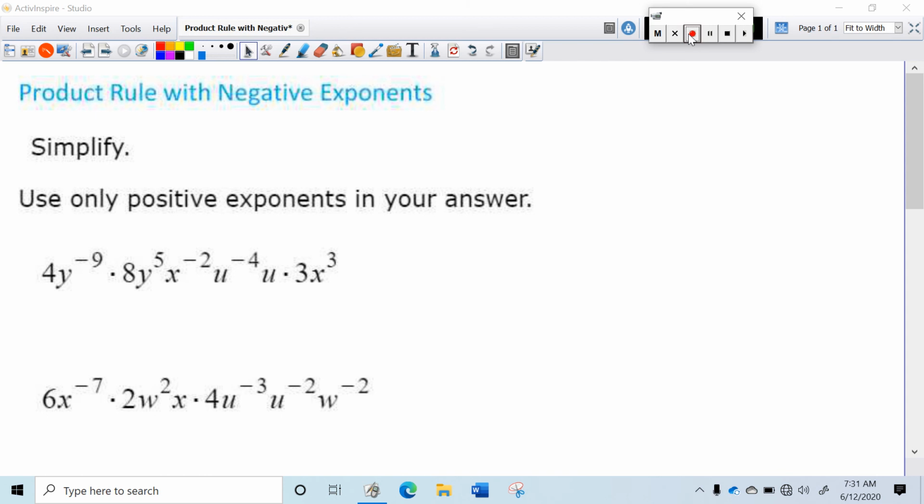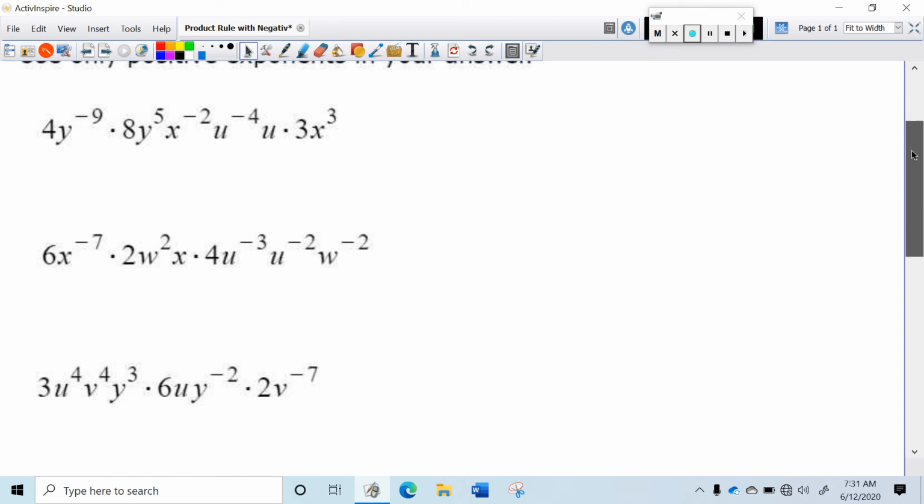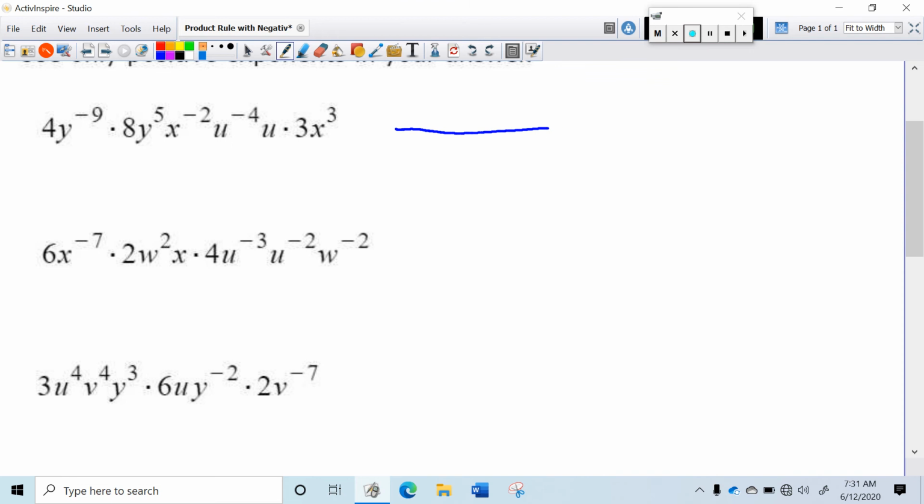I'm going to simplify and use only positive exponents in the answer. Since these dots mean multiply, and everything is multiplied, I'm just going to make a fraction. The reason I make a fraction is because I have negative exponents. Anytime you have negative exponents, you always want a fraction. So I'm just going to write them down one at a time.